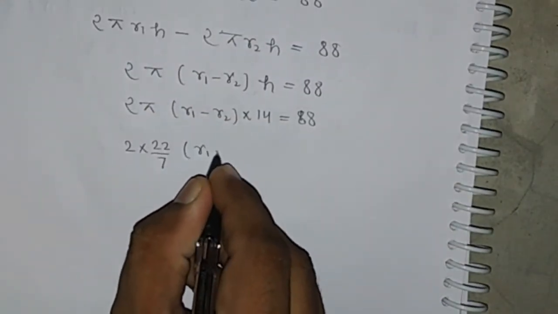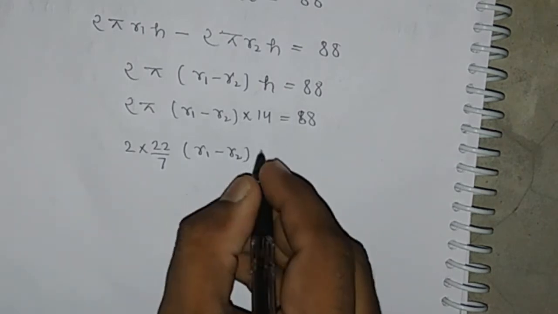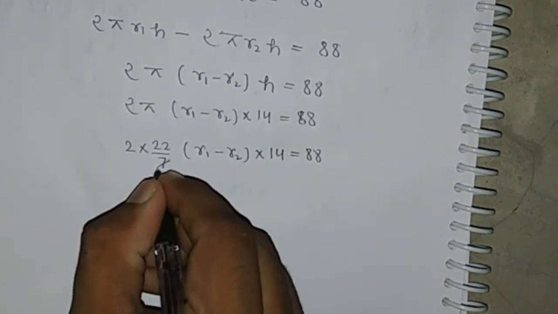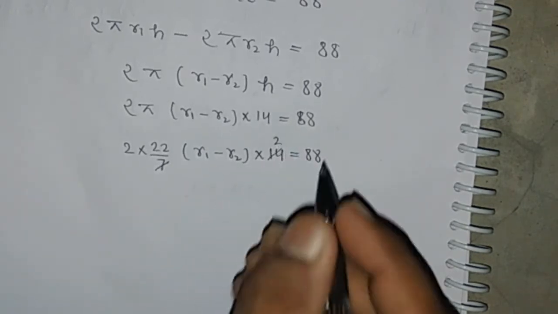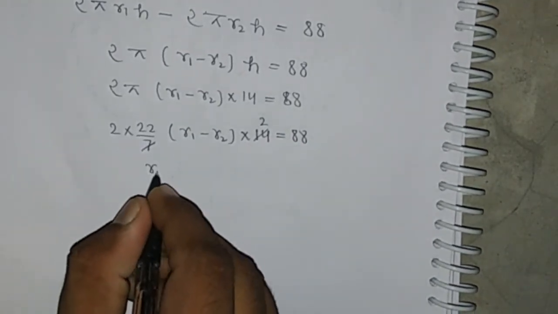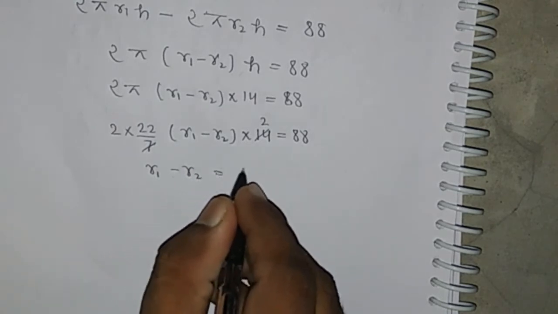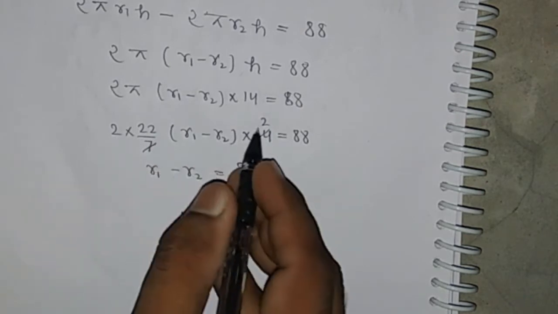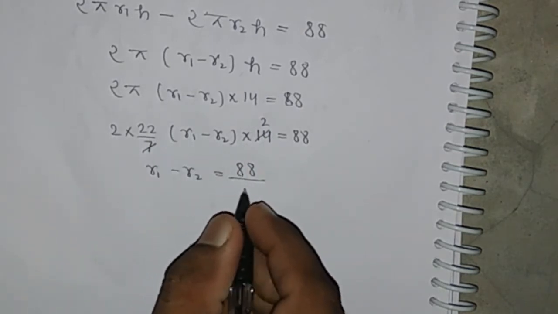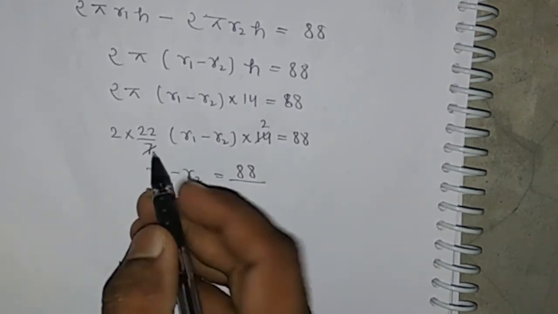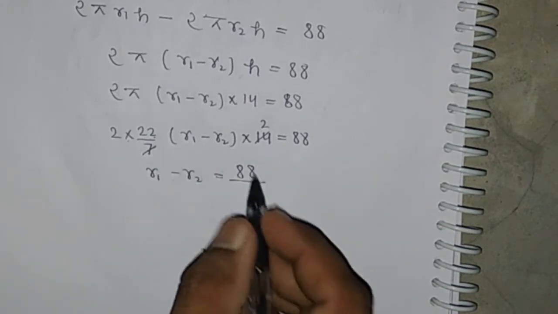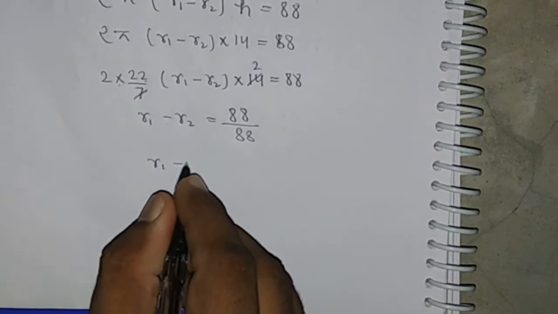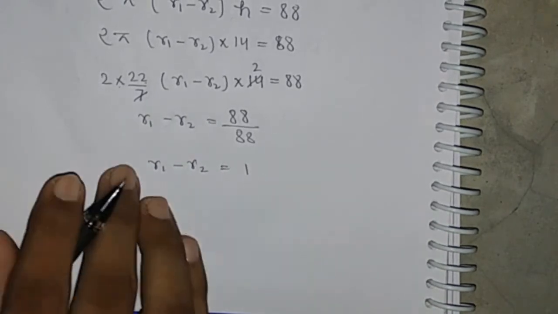into (R1 minus R2) into 14 equal to 88. 7 twos are 14. Then R1 minus R2 equals 88 by 88, which means 2 fours are 44, 88, and R1 minus R2 is equal to 1.